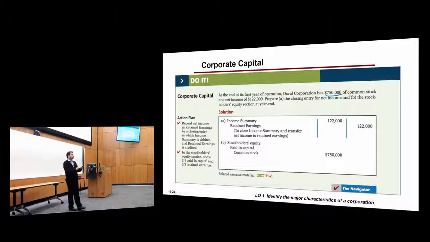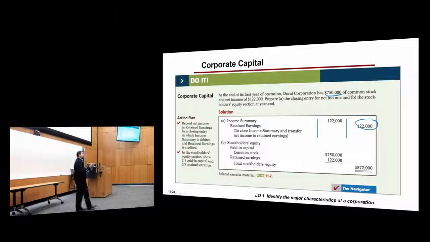750,000. Do we have another one? You have, for example, paid-in capital in excess of par value. They didn't tell us about that, so this is the amount that will be paid-in capital. Then we have retained earnings. This is what we closed here, 122,000. Now, the total stockholders' equity will be the sum of those two. That's how you prepare it.